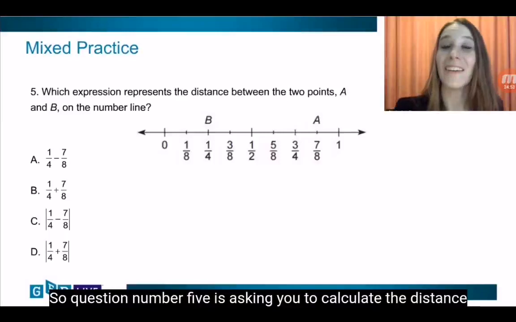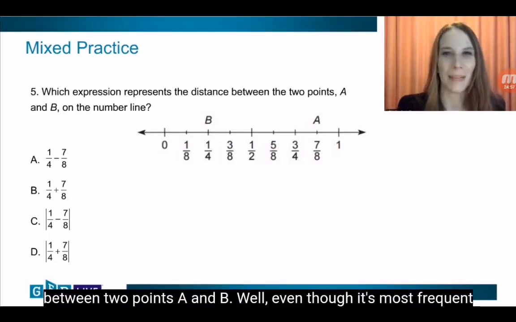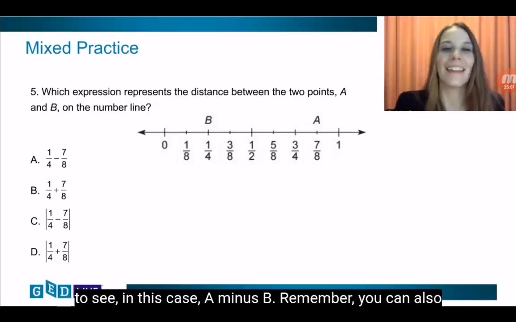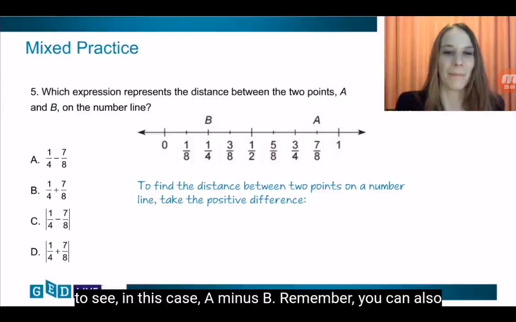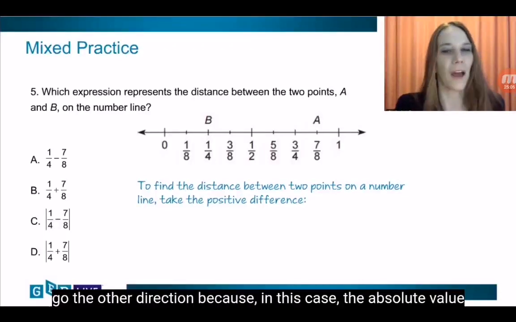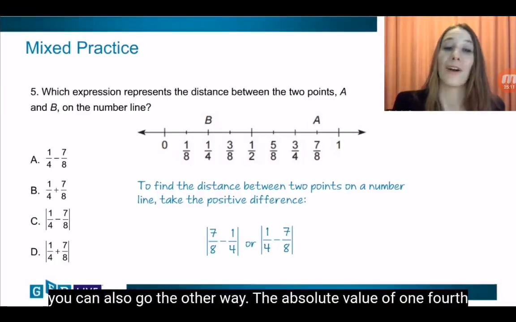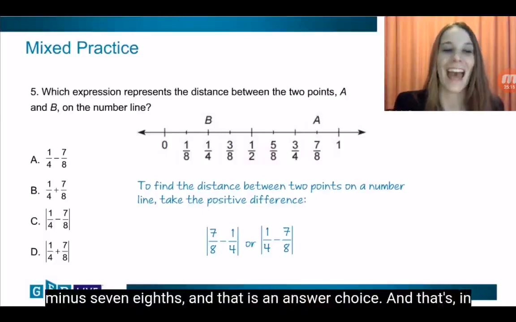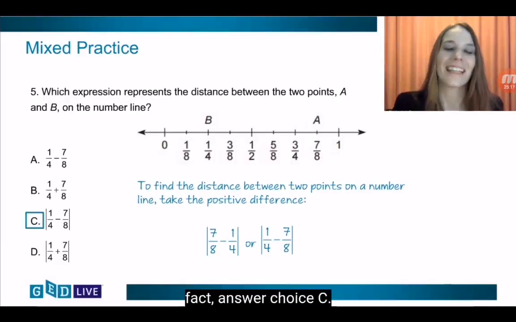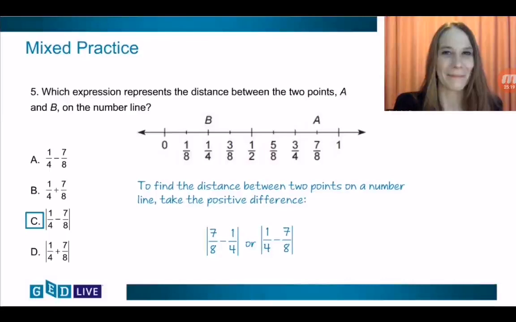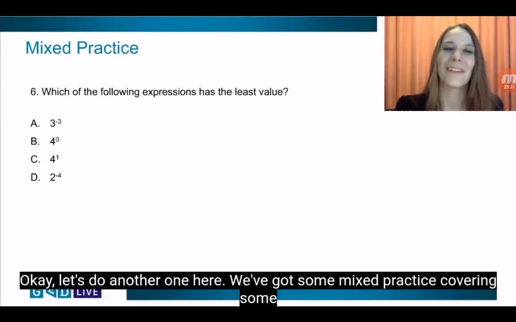So question number 5 is asking you to calculate the distance between 2 points A and B. Even though it's most frequent to see, in this case, A minus B, remember you can also go the other direction, because in this case, the absolute value of 7/8 minus 1/4 isn't an answer choice. However, you can also go the other way, the absolute value of 1/4 minus 7/8, and that is an answer choice. That's in fact answer choice C.